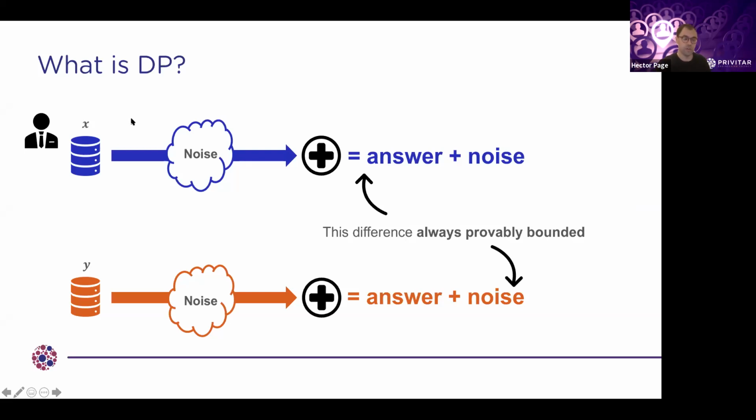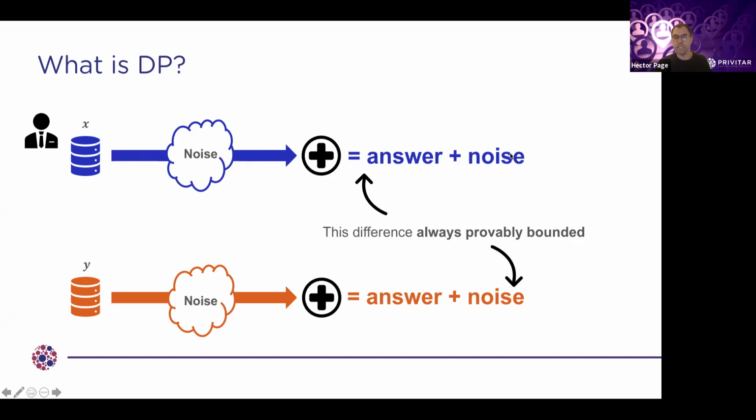So what you do is you add noise to your analysis. So say we're doing an analysis about a data set that contains businessman Bob here. You release your analysis with some noise and you get an answer, a noisy answer. So this noise is probabilistic noise drawn from a distribution, typically a Laplace distribution.